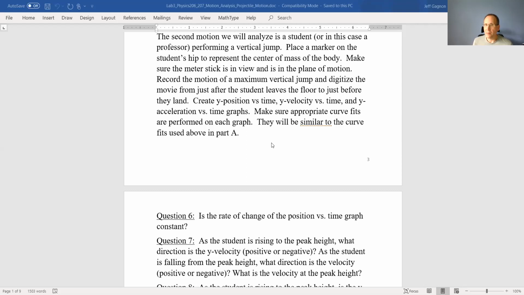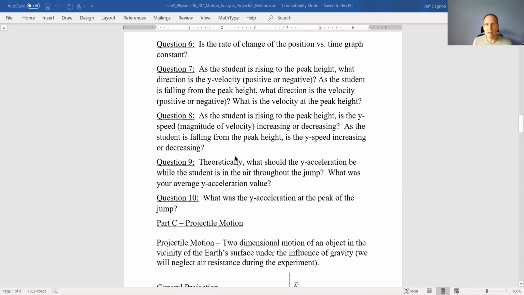So you're going to create 3 graphs again, just like you did with the ball drop, right? A y position versus time, a y velocity versus time, a y acceleration versus time graph. And then there's a few questions about the vertical jump. So is the rate of change of the position versus time graph constant? So you have to just look, is the slope changing or is it constant, right? Is it linear or is the slope changing?